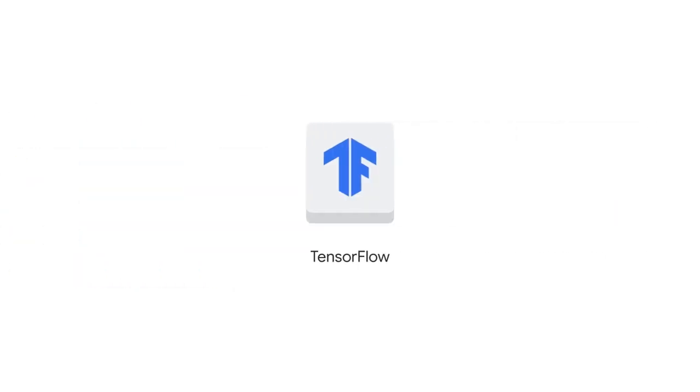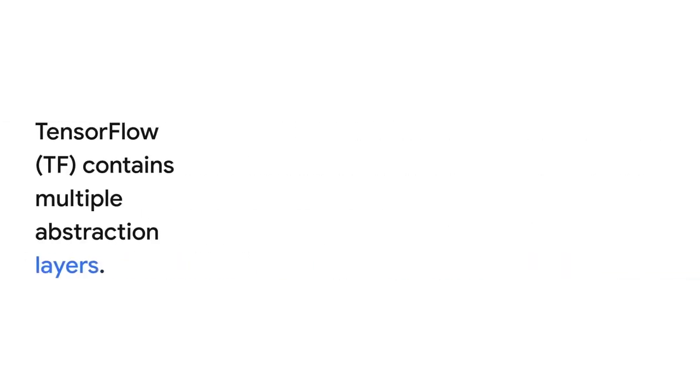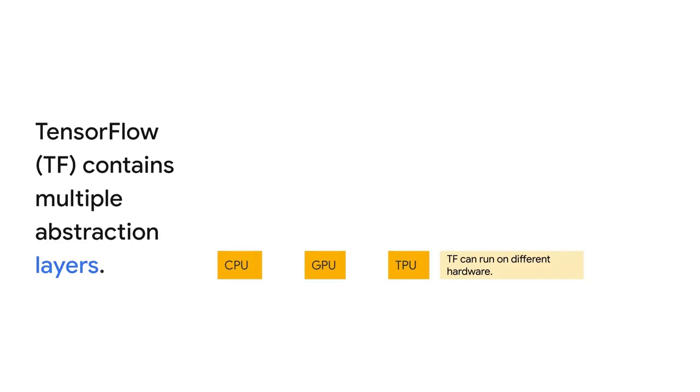Let's explore TensorFlow, an end-to-end open platform for machine learning supported by Google. TensorFlow contains multiple abstraction layers. You use TensorFlow APIs to develop and train ML models. The TensorFlow APIs are arranged hierarchically, with the high-level APIs built on the low-level APIs. The lowest layer is hardware. TensorFlow can run on different hardware platforms, including CPU, GPU, and TPU.